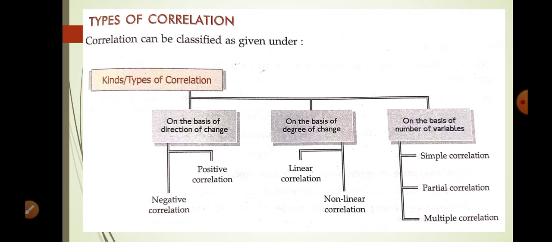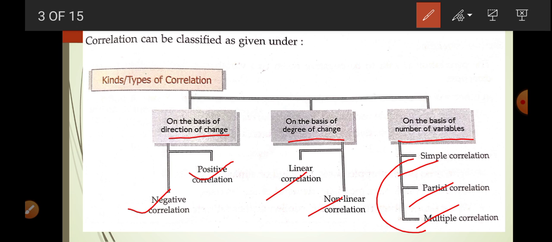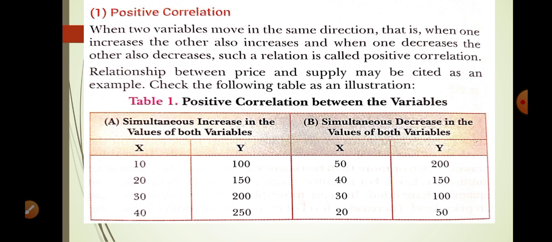Now, types of correlation. Correlation can be classified as given below. There are many ways to classify correlation, like on the basis of direction of change, on the basis of degree of change, and on the basis of number of variables. On the basis of direction of change, there is negative relation and positive relation. On the basis of degree of change, linear and non-linear. On the basis of number of variables, simple, partial and multiple, but here there are only two, simple and multiple. So let us start with each one by one.